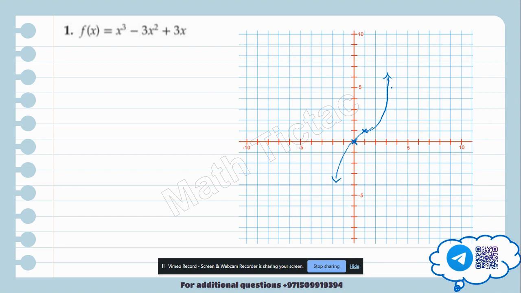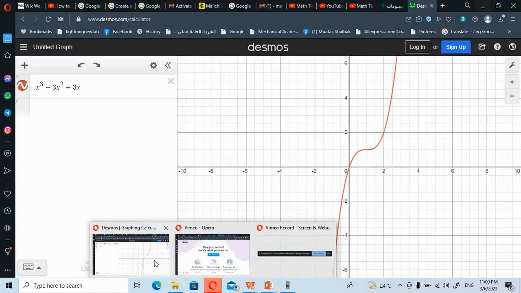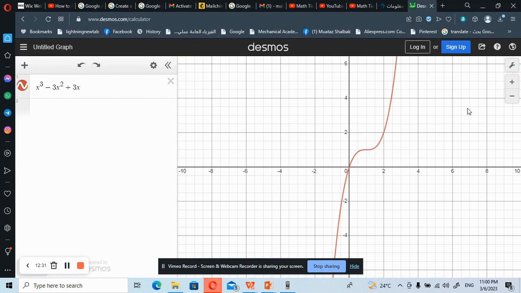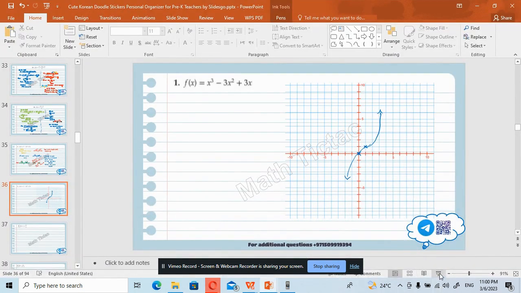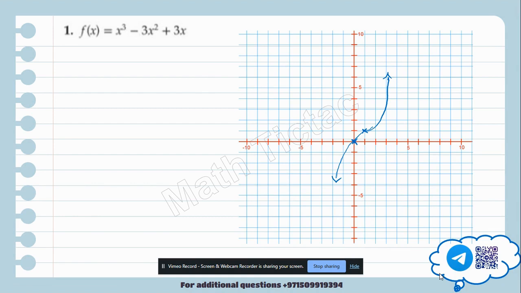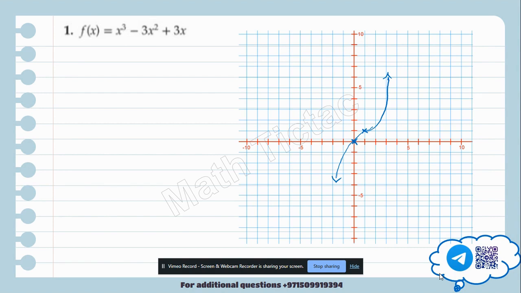If you would like to check whether your solution is correct or not, you can go directly to this graphing tool, for example, and this is my function. It's the same graph exactly. So this is how we can solve the question if we have a polynomial function. Next, inshallah, we will see how to solve the question if we have a rational function. So see you then.